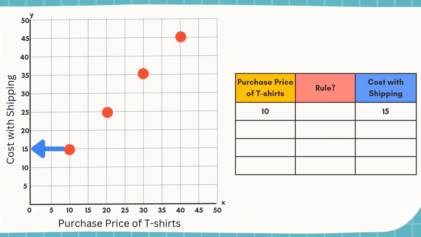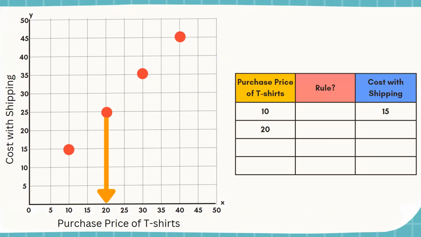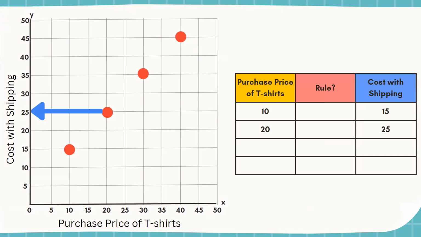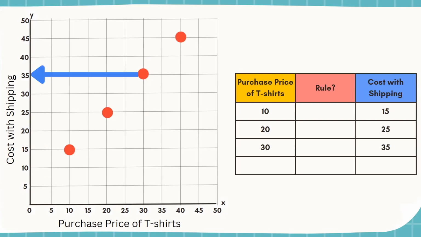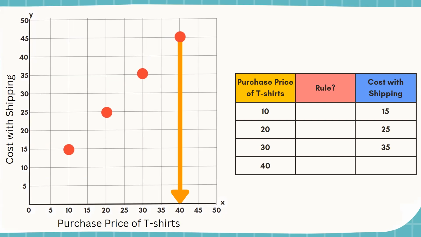Then, we will repeat the process for the remaining 3 points. The second point has an X value of 20 and a Y value of 25, which we wrote in our table. The third point has an X value of 30 and a Y value of 35. Finally, our last point has an X value of 40 and a Y value of 45.